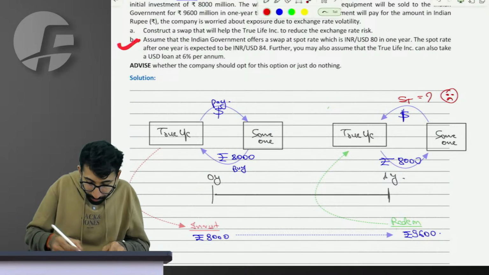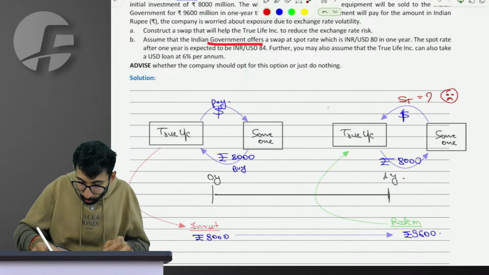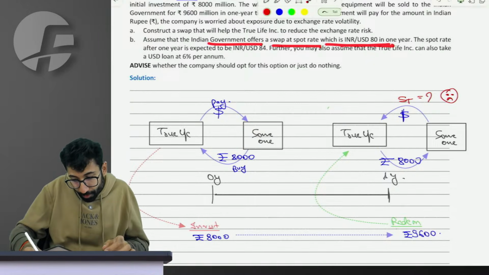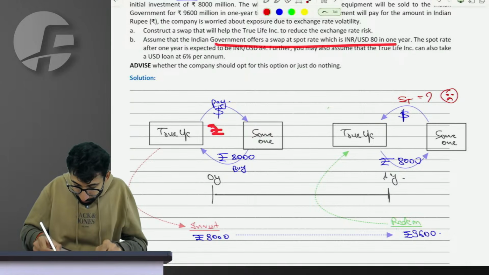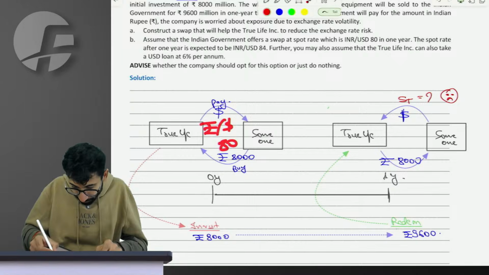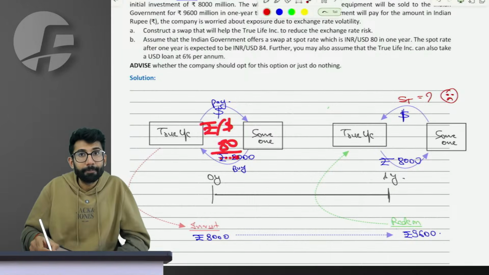The second part, assume the Indian government offers a swap at a spot rate which is rupee per $80 in 1 year. Said today the spot rate is rupee per $80.